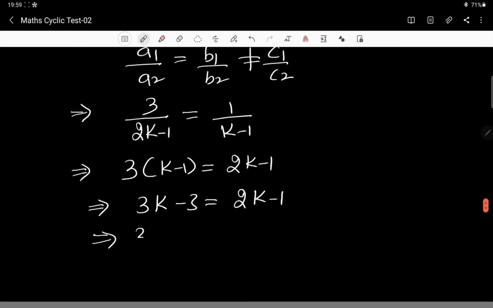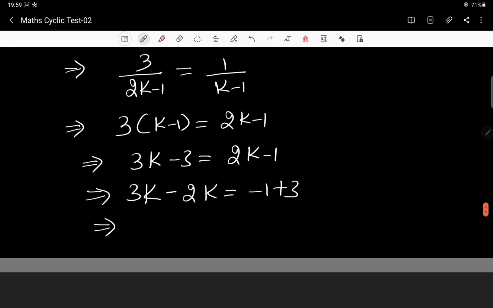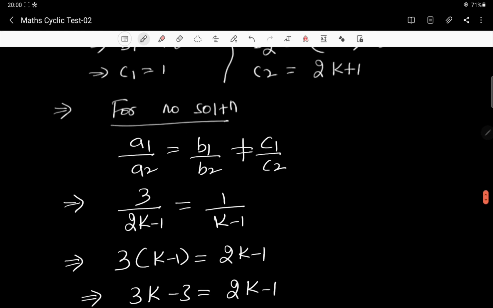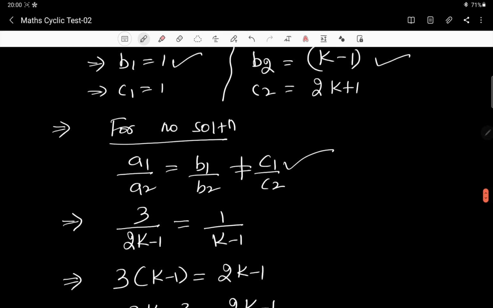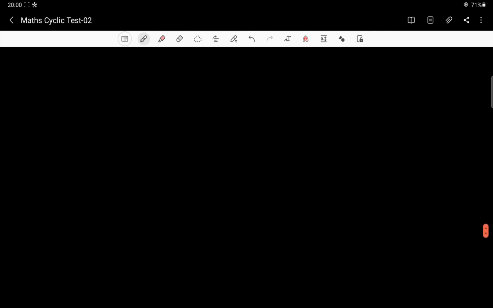All right, so let us keep 3k here only and bring this 2k this side, it becomes minus 2k, and that is equal to minus 1 plus 3. So 3k minus 2k is k, is equal to 2, so the value of k is going to be 2. Don't worry about c1 by c2 because it is not equal to, so there is no need to find out that c1 by c2. I think the fifth question is quite clear to all of you.